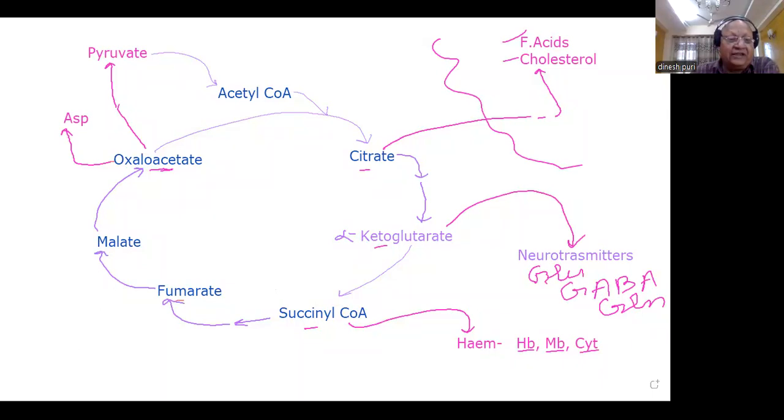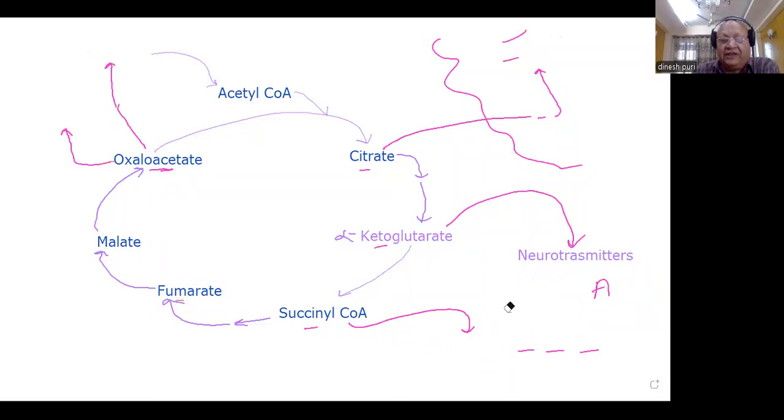Now here arises an important problem. The problem is that the TCA intermediates are flying off for biosynthesis of various biomolecules. So what can be the result? The result might be that the TCA intermediates may soon get depleted. What do we mean by that? For example, if oxaloacetate is going for gluconeogenesis or for synthesis of a non-essential amino acid, then gradually the concentration of oxaloacetate will fall.